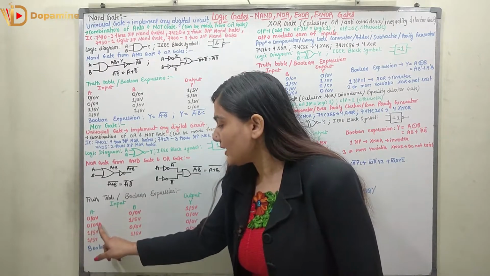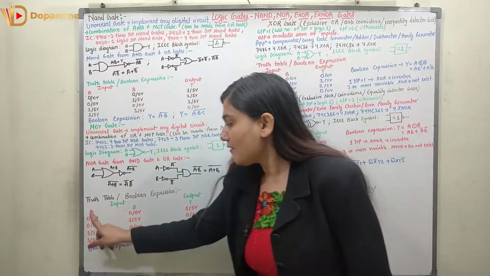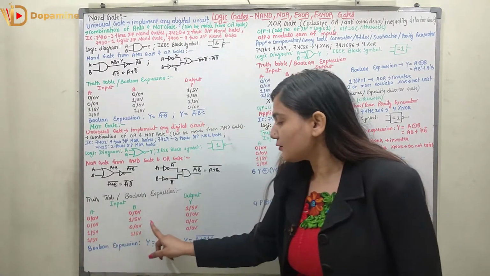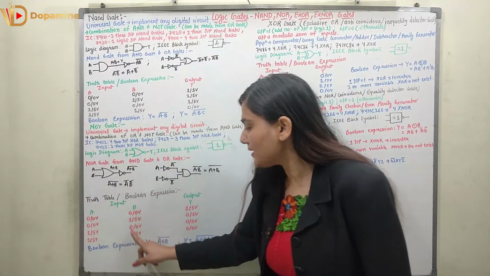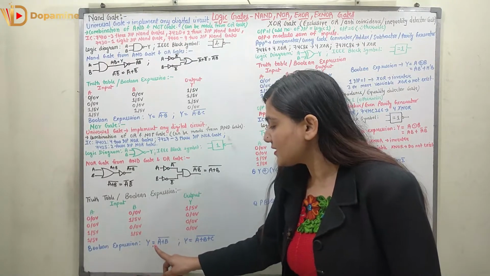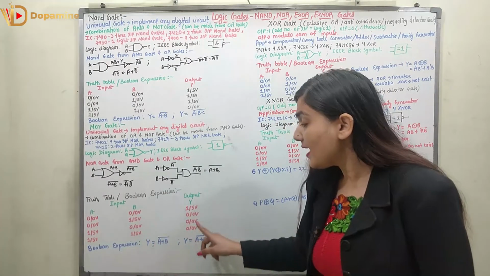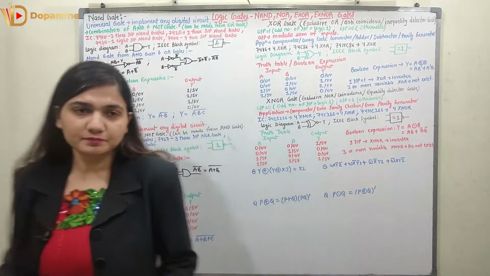When A is 0, that is 0 volt, and B is 1, that is 5 volt, the output is 0, that is 0 volt. When A is 1, that is 5 volt, and B is 0, that is 0 volt, the output is 0, that is 0 volt. When A is 1 at 5 volt and B is 1 at 5 volt, the output is 0, that is 0 volt. The Boolean expression can be represented as Y is equal to A plus B whole bar. If I have 3 inputs, Y can be represented as A plus B plus C whole bar, right?